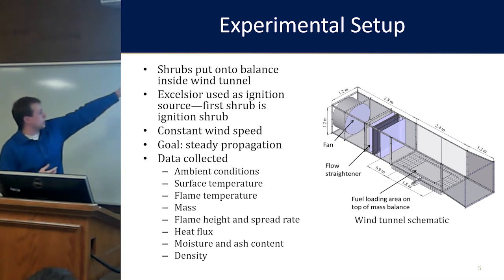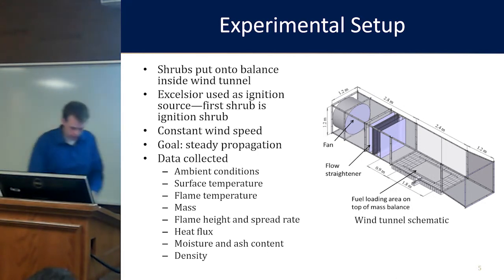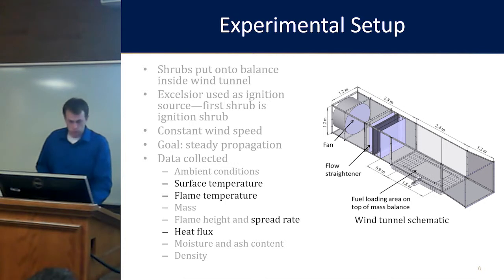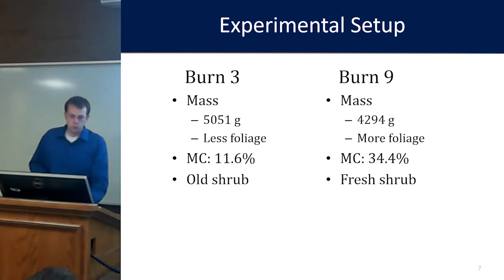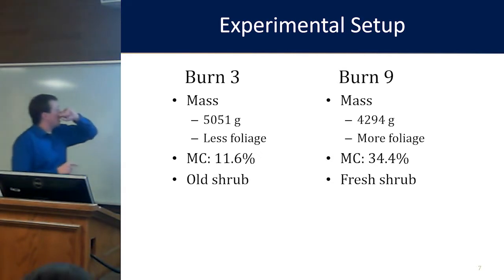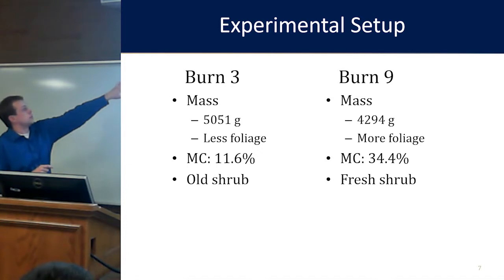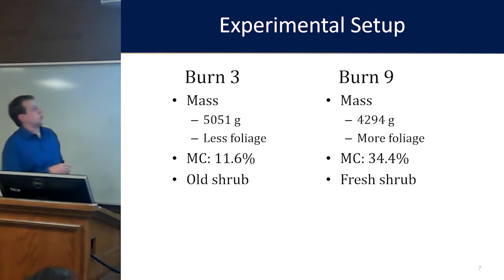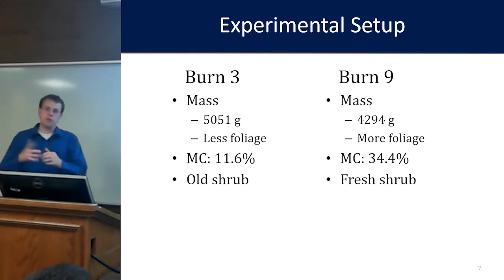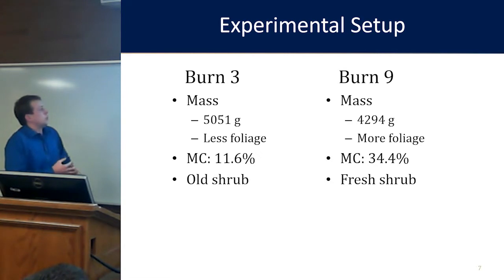So the data that we collected, a lot of data. I'm going to review a couple things. We're going to look at surface temperatures, flame temperatures, heat flux, and the overall spread rate. So just a quick overview. I'm going to compare 2 burns just briefly. The mass amounts that we had, our high density burns were right around 4,500, 5,000 grams, and our low density burns were about 2,000 grams.